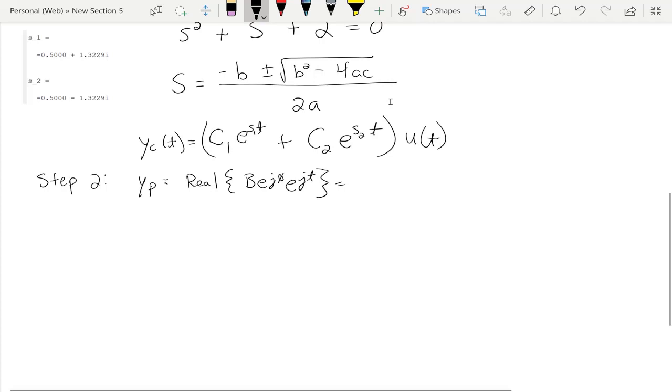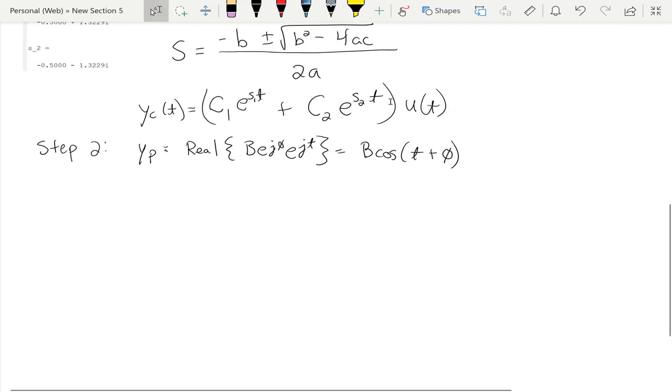If I wrote that out as a cosine, what would that be? B cosine of t plus phi. So the frequency hasn't changed: the input and the output have the same frequency. The phase has changed, so the angle has changed, and the amplitude has changed. So I plug that into my equation, except that if my output is a real part and my input is a real part, I can just forget the whole real part business and plug in the exponentials. And then at the end, just take the real part of the result that I get.